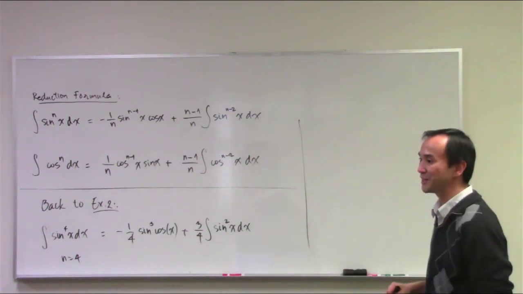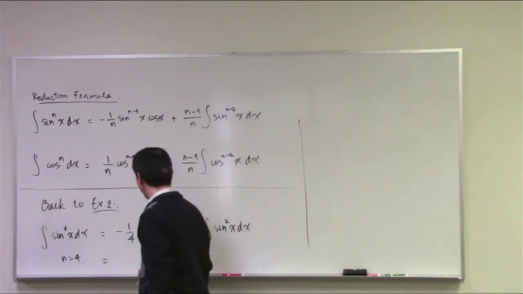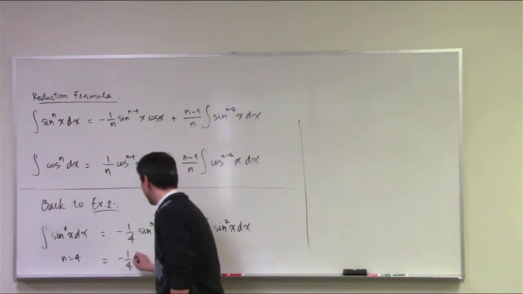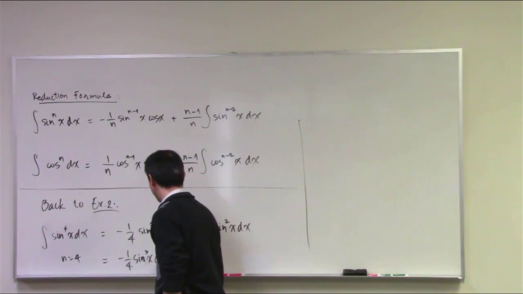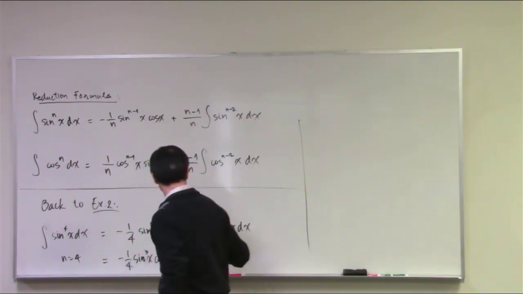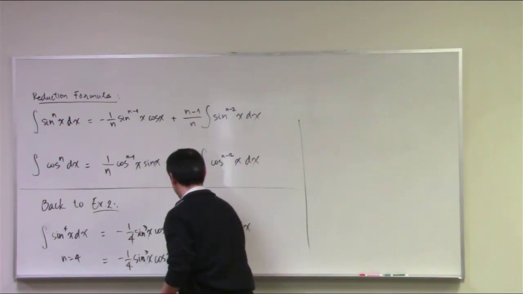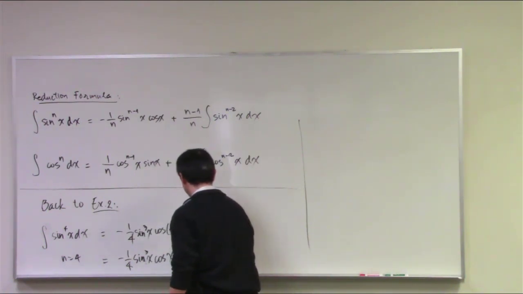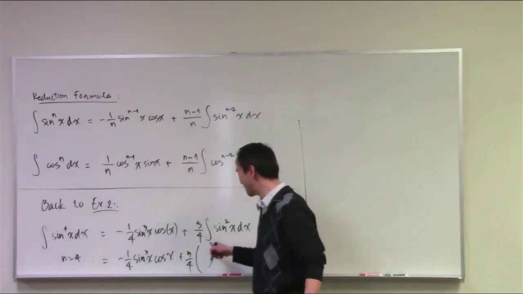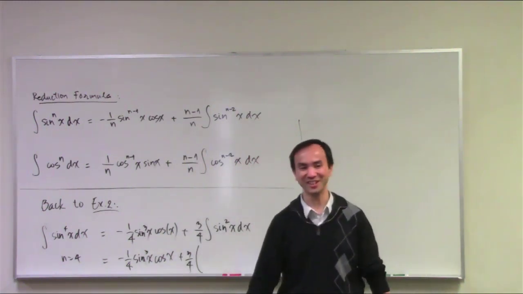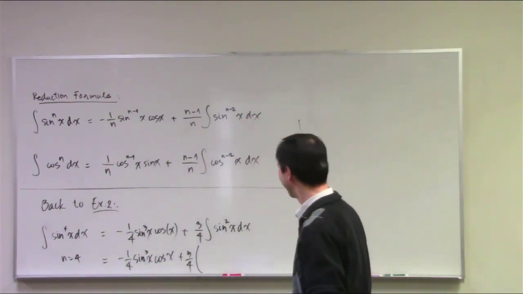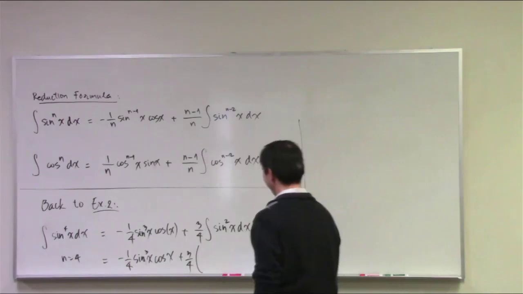Good at that so far. So it seems I didn't get too far. Negative 1/4 sine cubed of x cosine of x. And what's the integral of sine squared here? We did this one earlier, so why don't we repeat that answer over here? Sine squared is 1/2 x minus 1/4 sine of 2x.